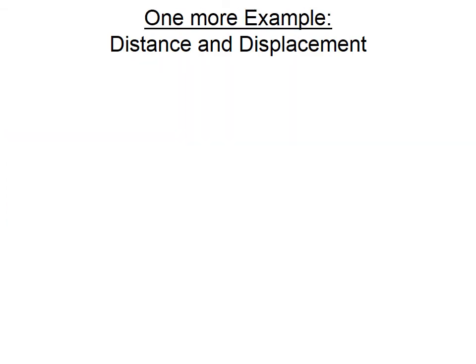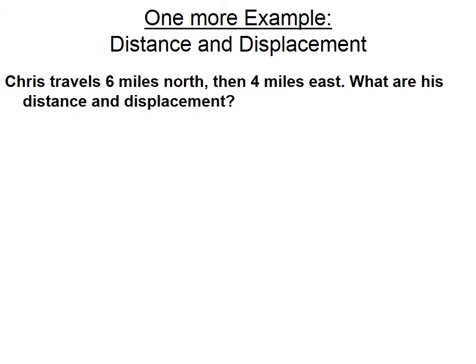One last example of distance and displacement. This one's a little bit more challenging. So Chris travels 6 miles north, then 4 miles east. What are his distance and displacement? So let's draw out our origin, our coordinate system, and draw this problem out. Chris travels 6 miles north, 4 miles east. What are his distance and displacement?